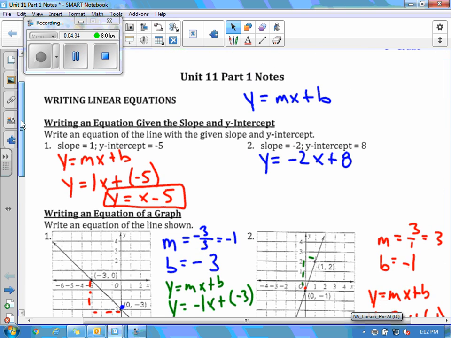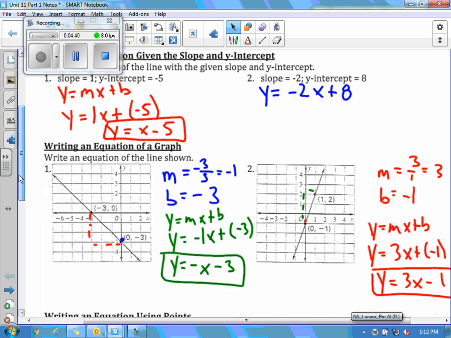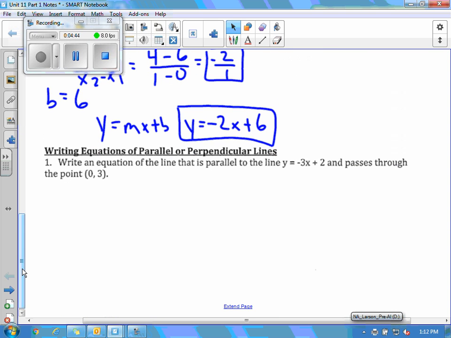So as you can see, we've written linear equations when we were given the slope and the y-intercept. We've written them when we were given a graph, and we've written them when we're given 2 points. Now we're going to look at writing equations of parallel and perpendicular lines.